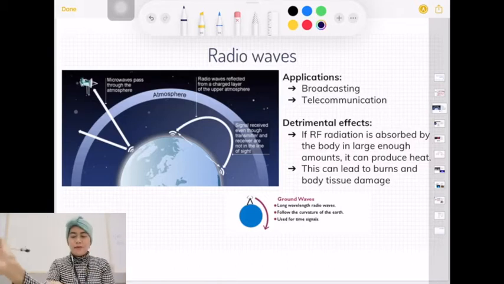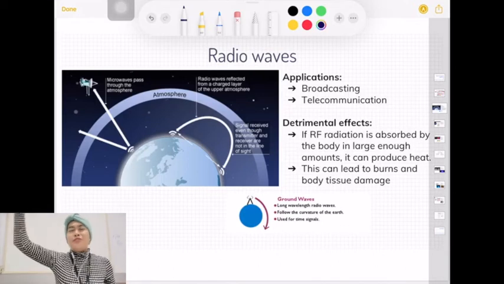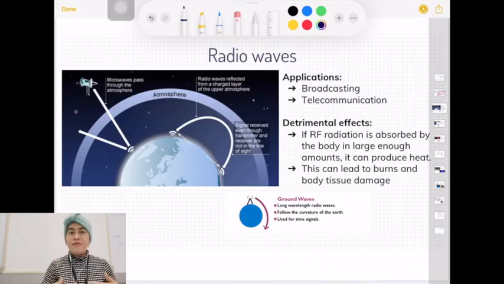Radio waves are used for broadcasting and also telecommunication. Mostly we use them as ground waves, meaning that you won't need to use satellites for them because they are so large. They can just pass through buildings, they can just pass through mountains. They can be diffracted off a mountain. They can be reflected off of a mountain or a building.